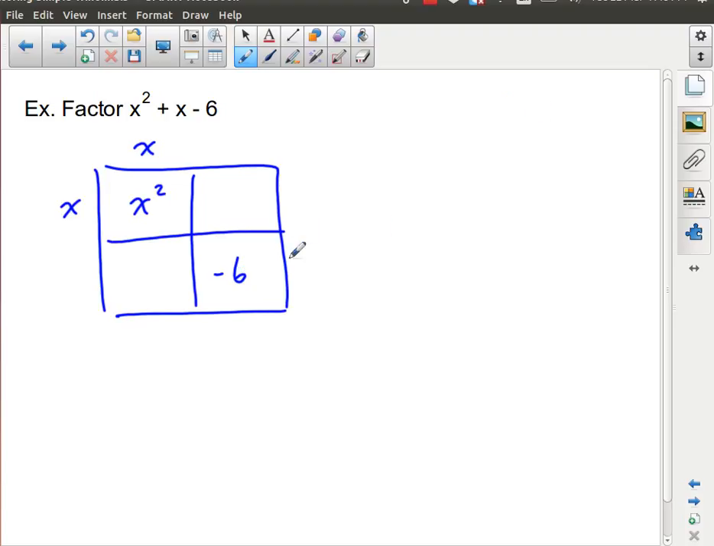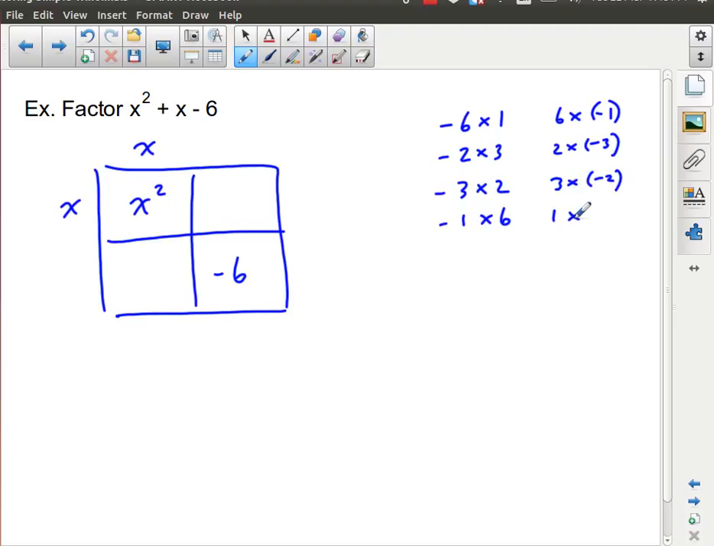First of all, let's just ask ourselves, how can I make the number 6? The number 6 could be 6 times 1, 2 times 3, 3 times 2, 1 times 6. And then to make that negative, I could do negative 6 times 1, or 6 times negative 1. I could do negative 2 times 3, or 2 times negative 3. I could do negative 3 times 2, or 3 times negative 2. I could do negative 1 times 6, or 1 times negative 6.